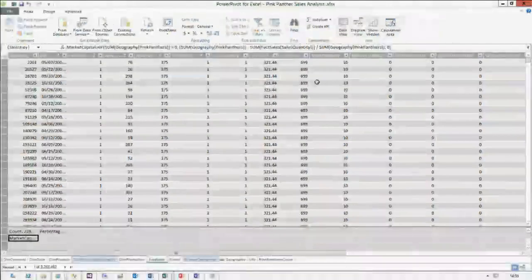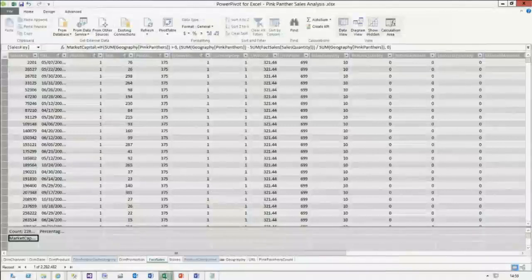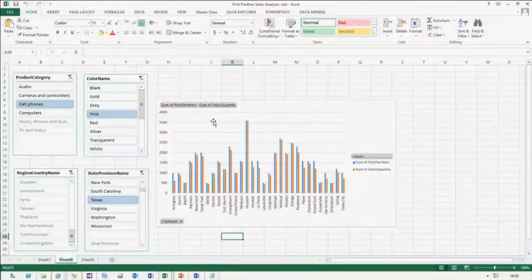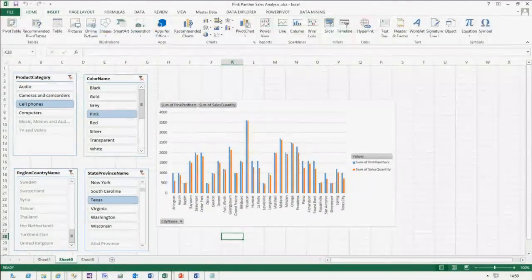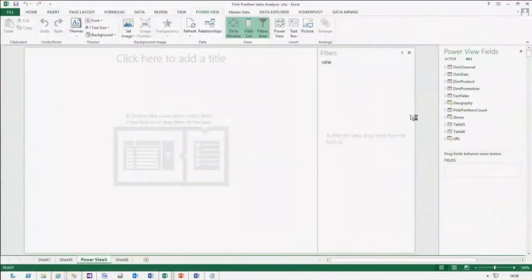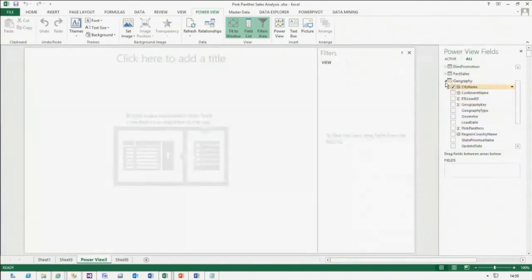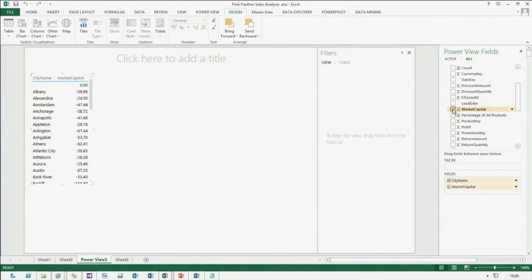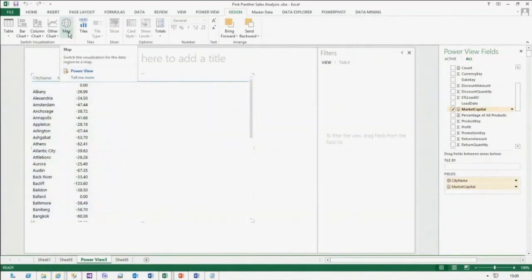And now I'm going to go ahead and analyze this with another tool, the so-called Power View. I'm inserting a Power View sheet, and I'm going to include the city name and the market capital here. You also have the map visualization here.